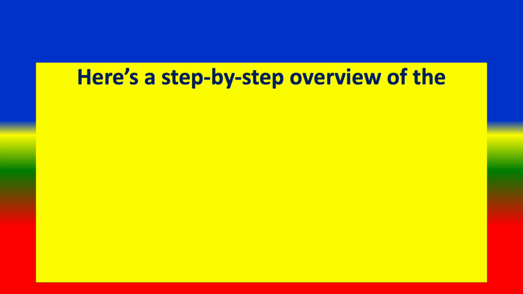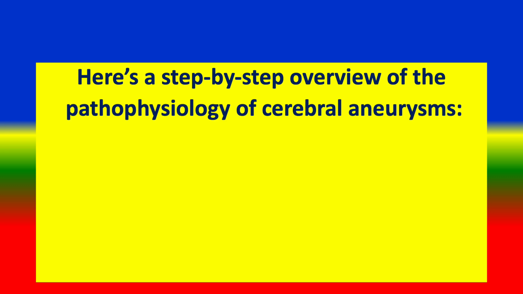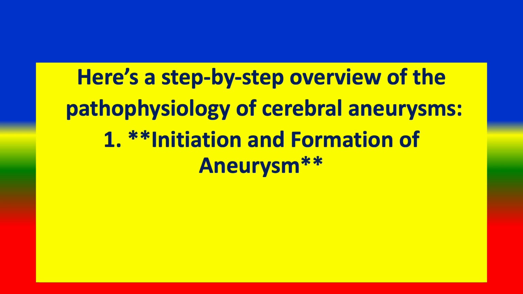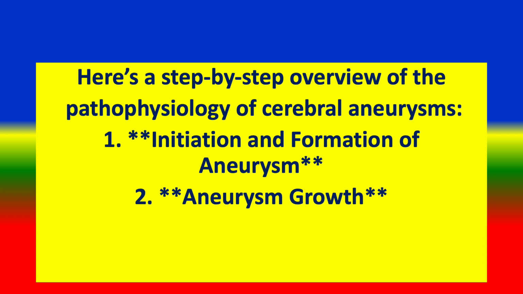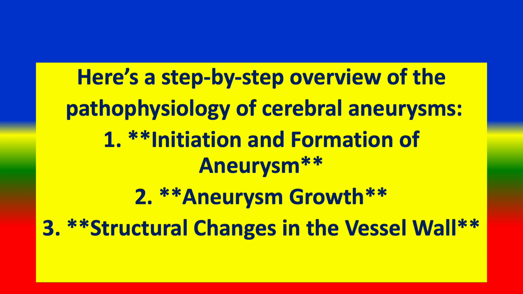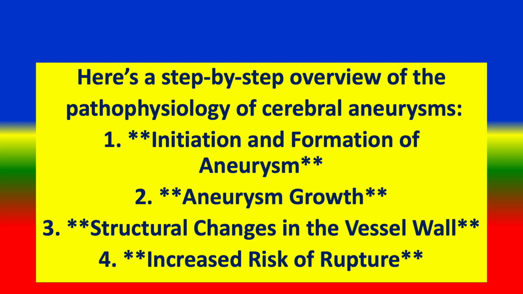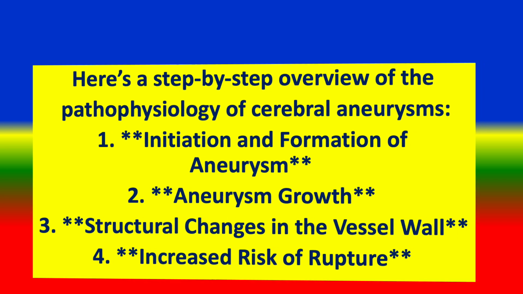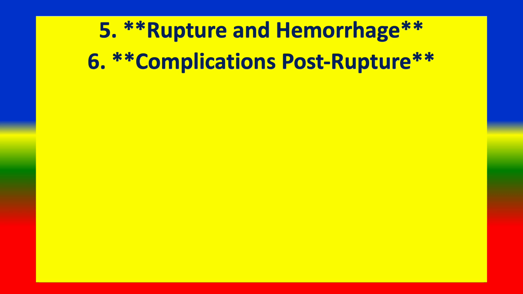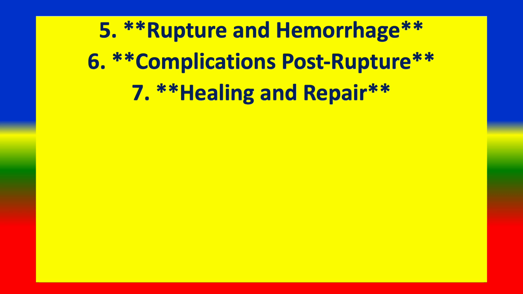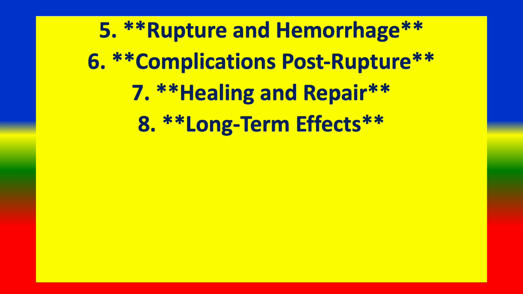Here is a step-by-step overview of the pathophysiology of cerebral aneurysm. 1. Initiation and formation of aneurysm. 2. Aneurysm growth. 3. Structural changes in the vessel wall. 4. Increased risk of rupture. 5. Rupture and hemorrhage. 6. Complications post-rupture. 7. Healing and repair.